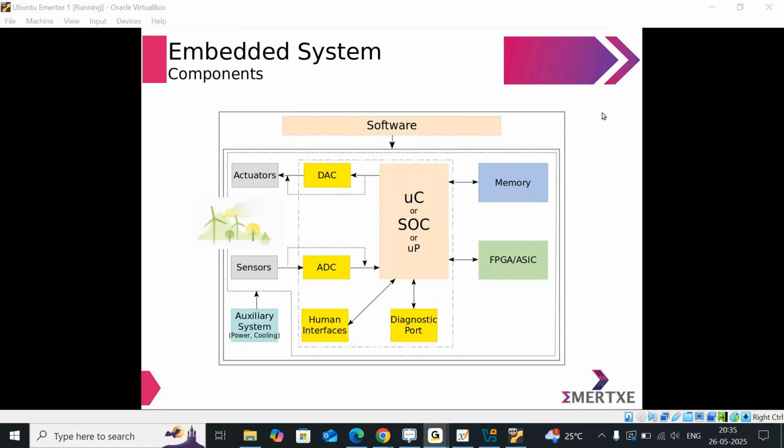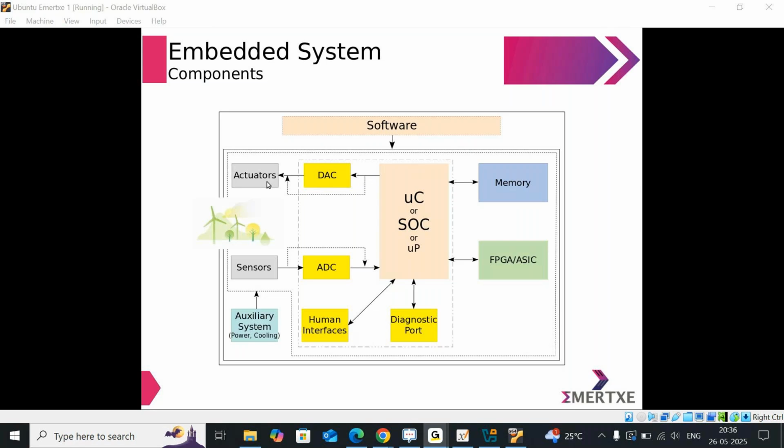So we have discussed what an embedded system is, examples of embedded systems, and different categories of embedded systems. Now we have completed the components. The main component is the microcontroller, microprocessor or SoC, and the second main component is memory. Memory is like the brain of an embedded system. We will also have ADC and DAC to convert analog to digital and digital to analog, and sensors and actuators.